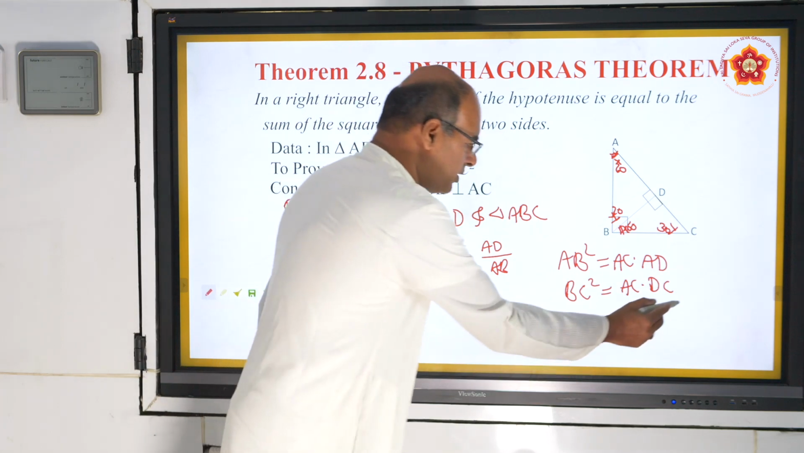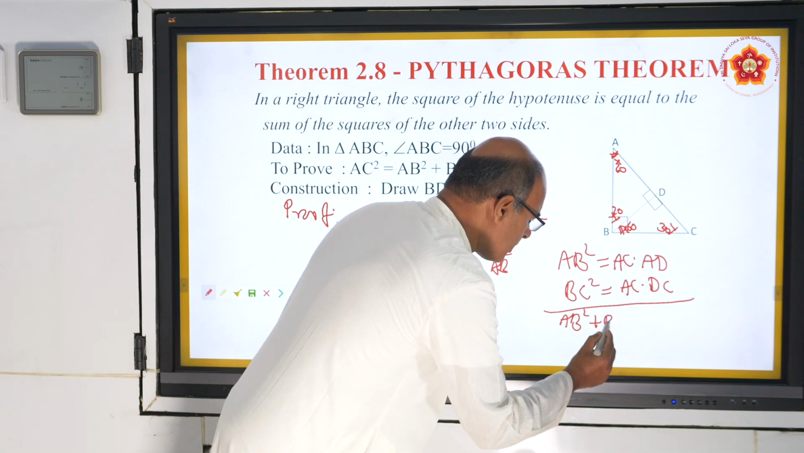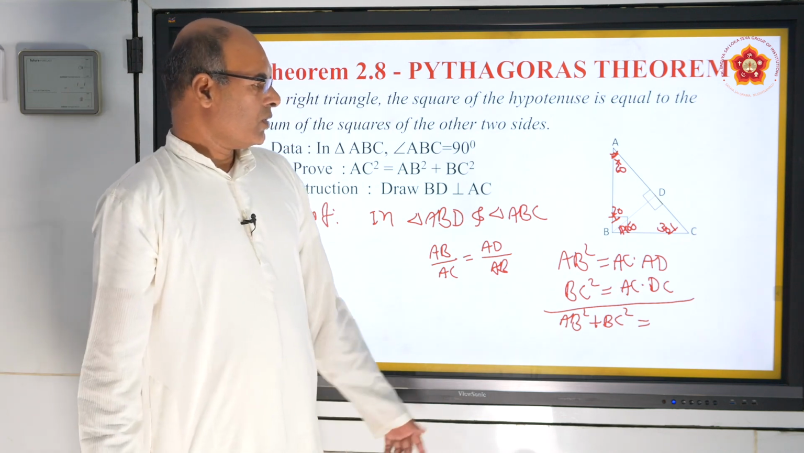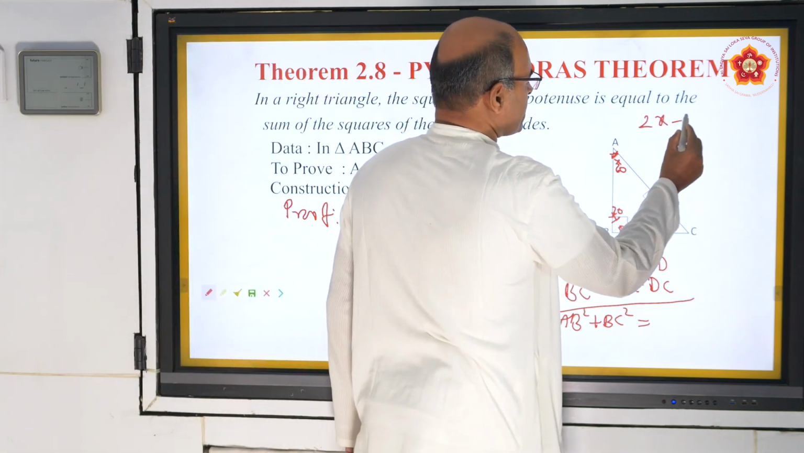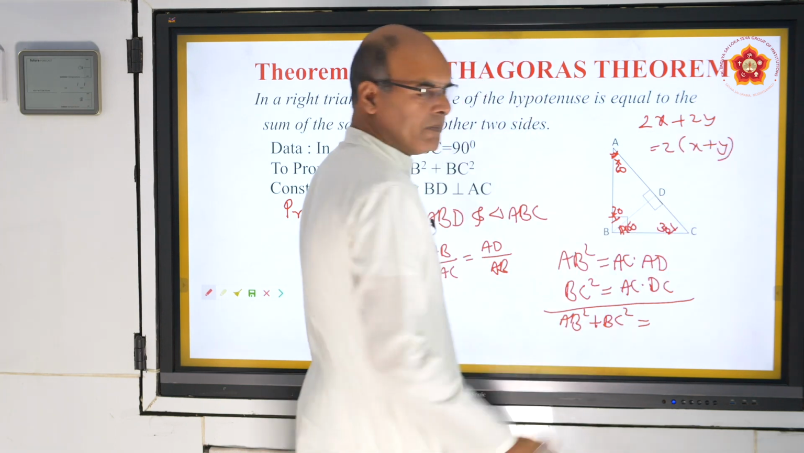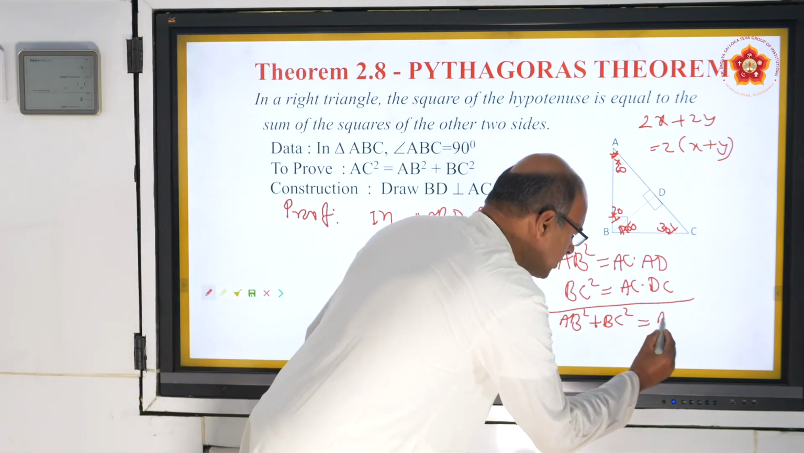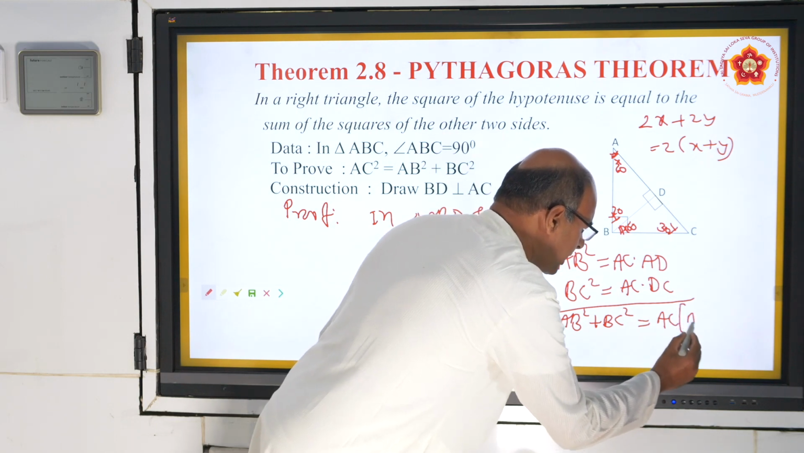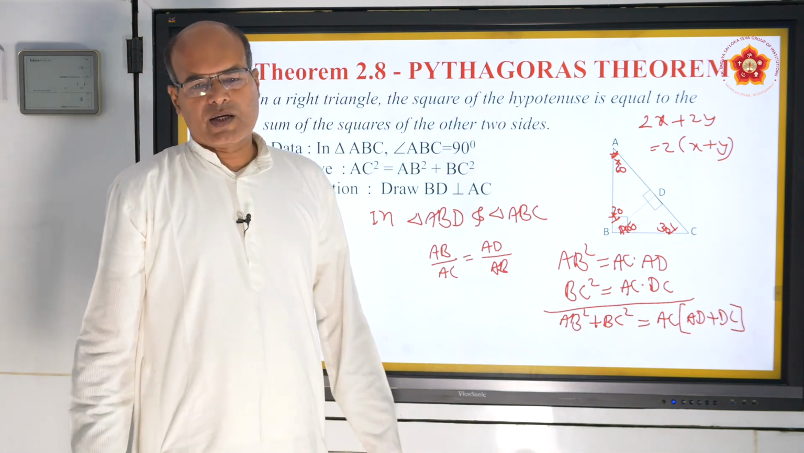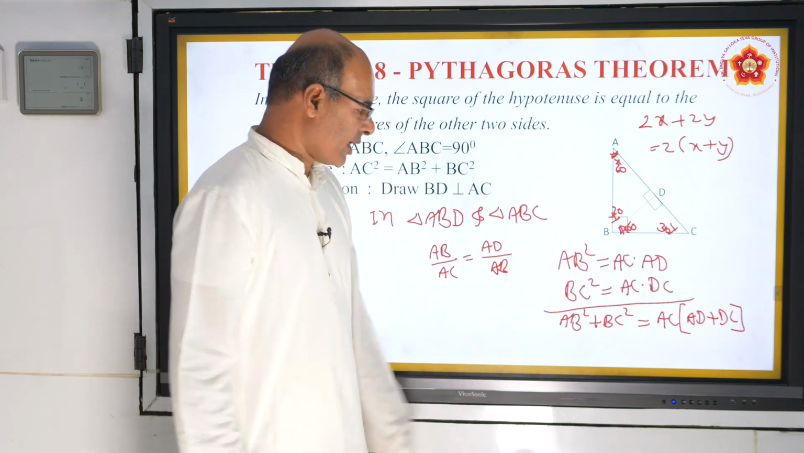So add these, and you get AB square plus BC square on the left side, which is equal to AC into AD plus AC into DC. Just as 2x plus 2y can be written as 2 into x plus y, by factorization, taking AC as a common factor, we can write AC into AD plus DC. Look at the figure, what is AD plus DC? AD is here, DC is here, so AD plus DC is once again AC.